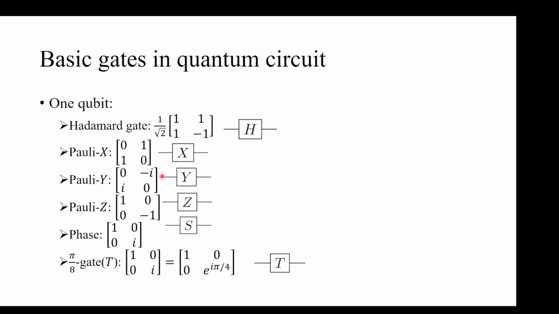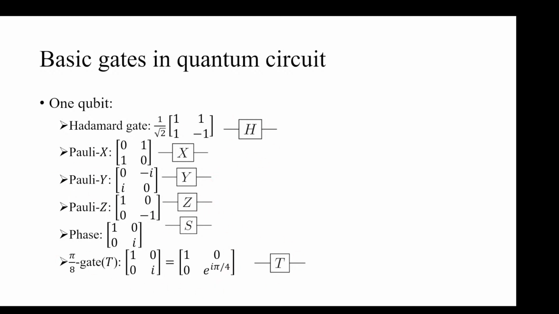It's 0, minus i, i, 0. And Pauli Z is the gate 1, 0, 0, minus 1. And we have the Hadamard, that is 1 over square root 2 times 1, 1, 1, minus 1. Those are all 1 qubit unitaries, and these 4 of them you should be very familiar with now. You should really memorize all 4 of them.